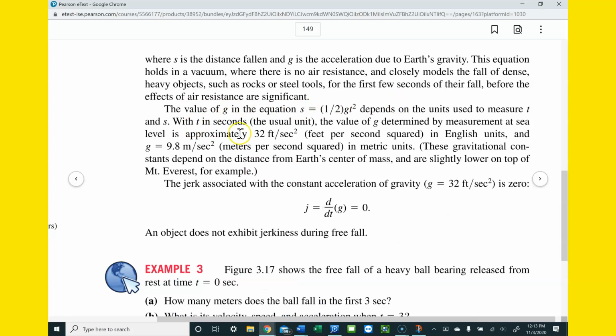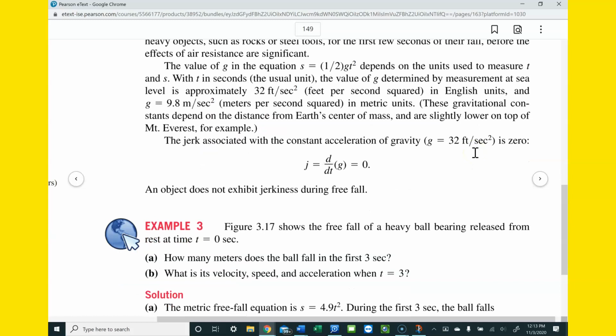So the value of g depends on the units we're using. It might be 32 feet per second, or 9.8 meters per second. And it's talking about how fast the velocity is changing. If it's 9.8 meters per second, that means it's changing at a rate of 9.8 meters per second every second. The way it works out is you say 9.8 meters per second squared.